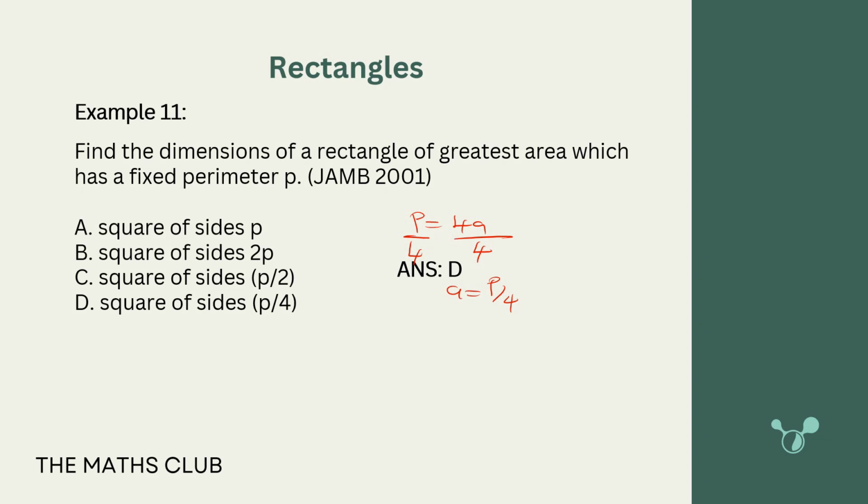Great. So with this, we've come to the end of this particular question on area of a rectangle and perimeter of a rectangle, and we looked at the special case of a square. I want you to look at JAMB past questions, WAEC past questions, any past question you can see in your hands, and solve as many questions as you can on this.